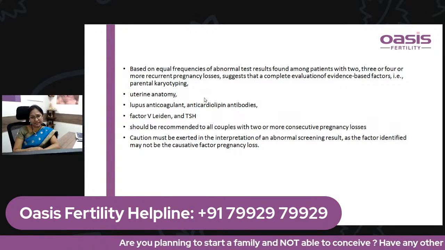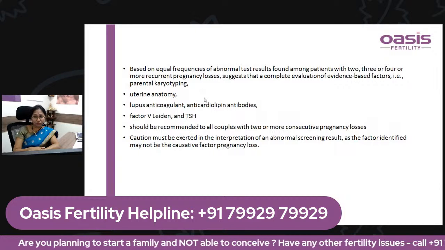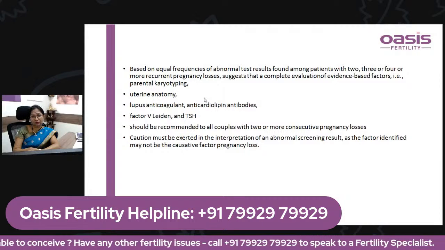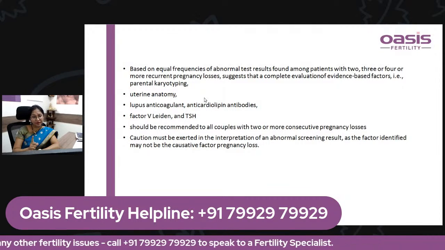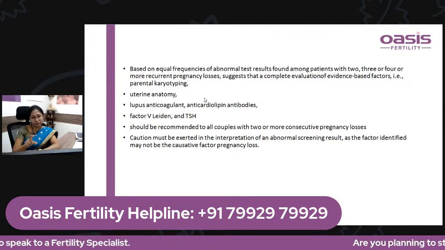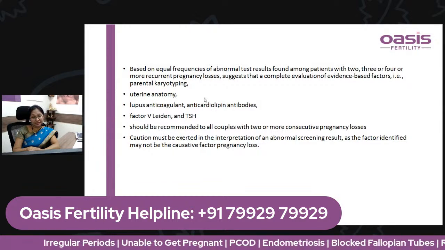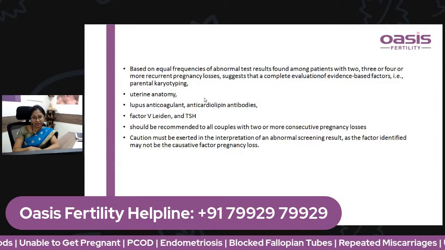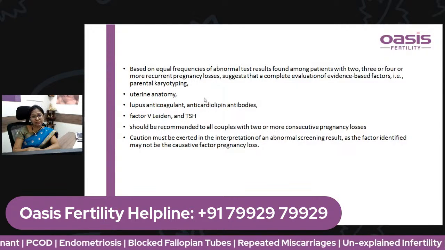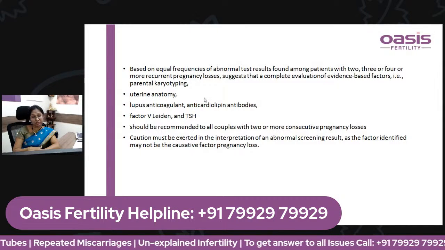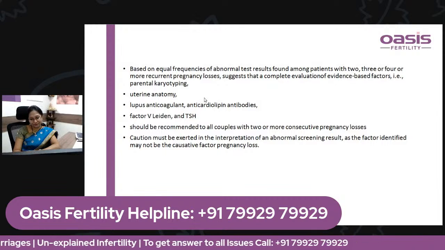Based on the equal frequencies of abnormal test results found among patients with 2, 3, or 4 or more recurrent pregnancy losses, a complete evaluation of evidence-based factors is suggested, that is parental karyotyping. The second thing is whether any uterine anomalies are there. Antibody testing like lupus anticoagulant and anticardiolipin antibodies, factor V Leiden and TSH are all recommended in all these couples. Caution must be exerted in the interpretation of an abnormal screening result, as the factor identified may not be the causative factor for the pregnancy loss.